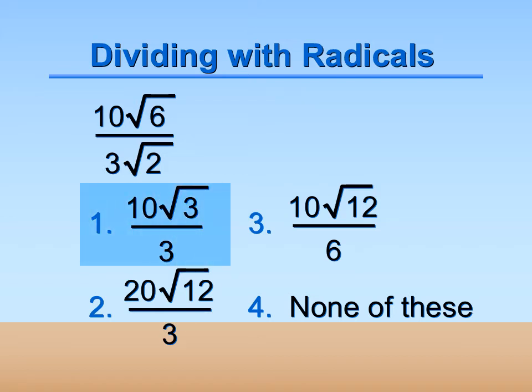Okay, you should have gotten number 1, 10 square roots of 3 over 3. Now this is one where we could have divided because 6 and 2 become 3. So that gets rid of your radical in the bottom, giving you just 10 square roots of 3 over 3.